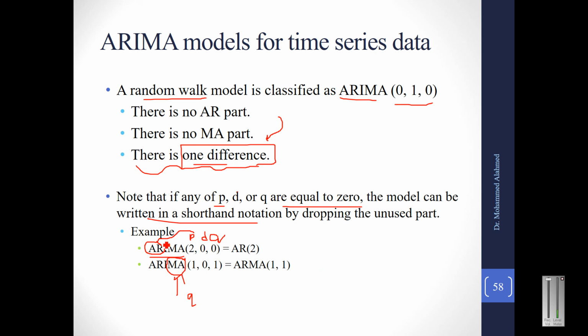For example, if you have an ARIMA of 2, 0, 0, that means I is 0 and the MA component is 0. So there is only an AR component here, hence you write this as AR2. Similarly, ARIMA 1, 0, 1, you say ARMA because the I is 0 here. So we drop I, and the characters remaining are ARMA.